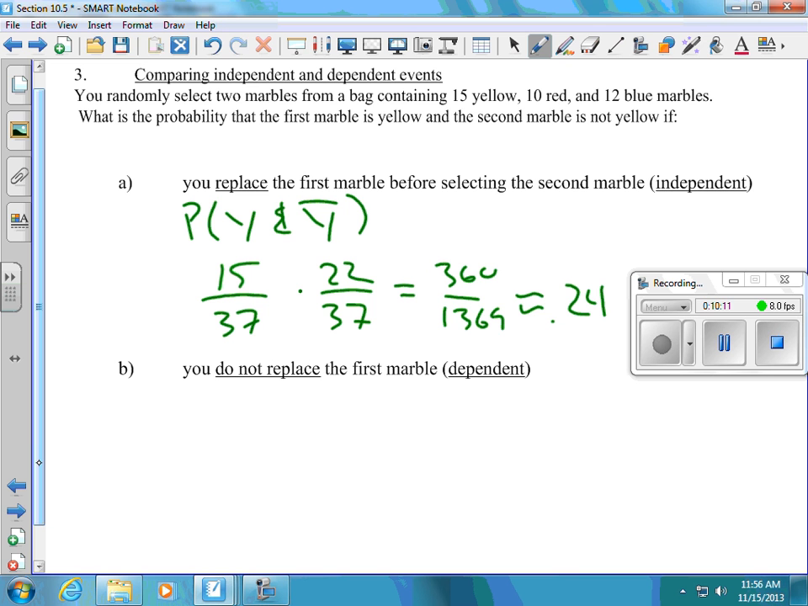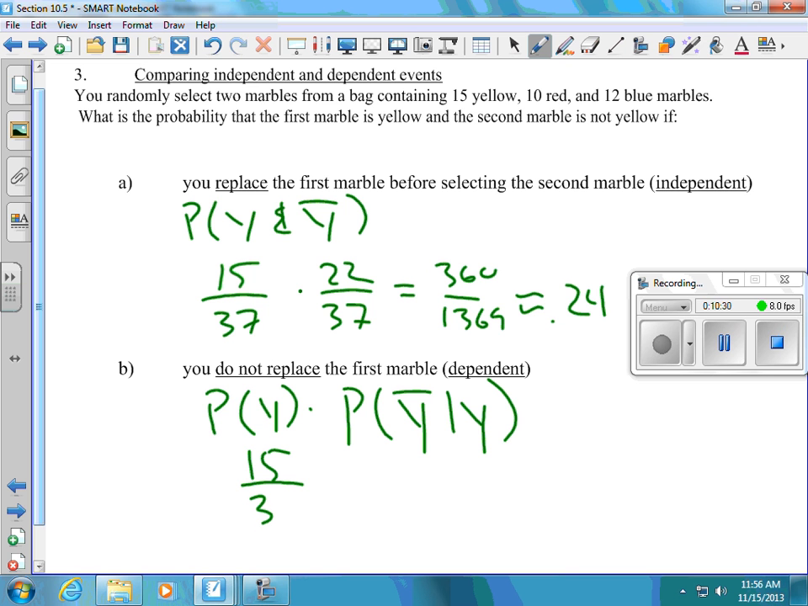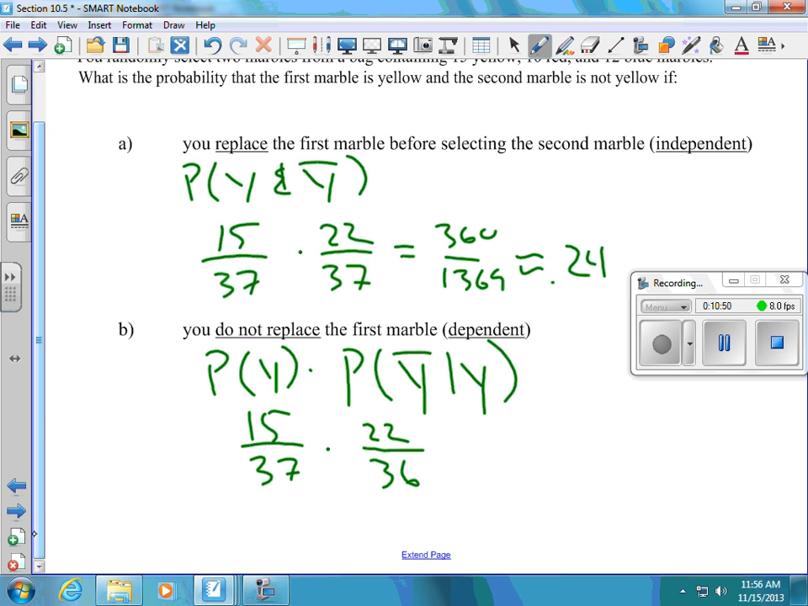How does that change if you do not replace it? Well, it's still the same idea. Probability of Y times the probability of not Y given you picked the Y. So the probability of Y stays the same as it was in the last one, 15 out of 37. Now how does this change? Well, assuming we picked one that was a yellow, then there are still 22 that are not yellow left. But since we kept that yellow out, there's only 36 marbles left. So that is the difference.